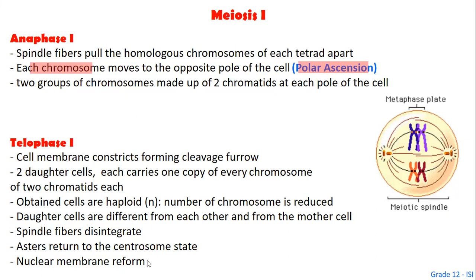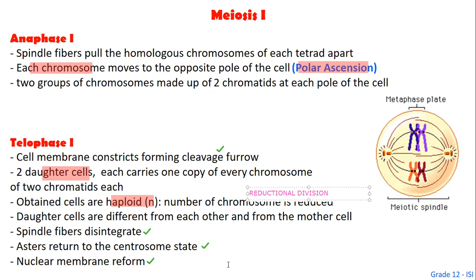First, the membrane of the nucleus reappears, the asters return to the centrosome, and the spindle fibers disappear. It's the opposite of what happened in prophase 1. Then we have a cleavage furrow that constricts the cytoplasmic membrane and splits the mother cell into two daughter cells. These daughter cells are now haploid. So the number of chromosomes is reduced. This is why we call it reductional division.